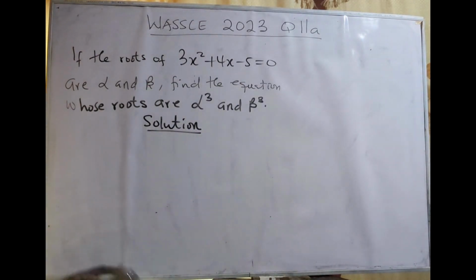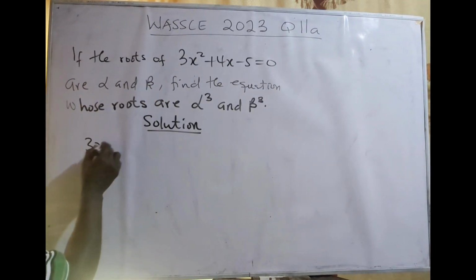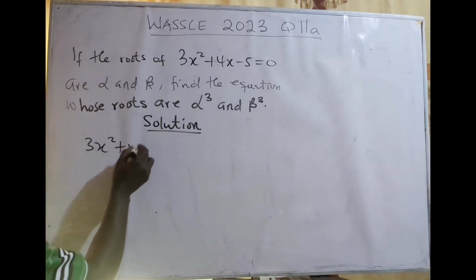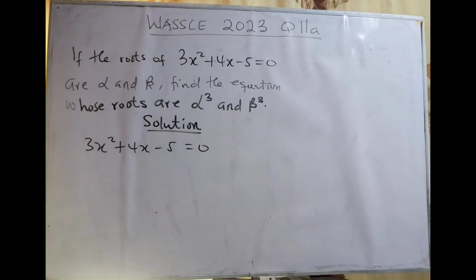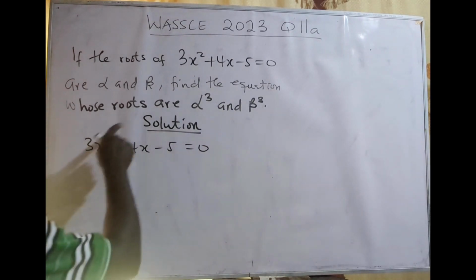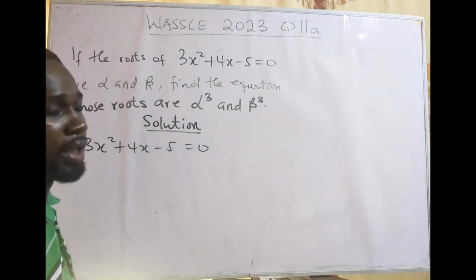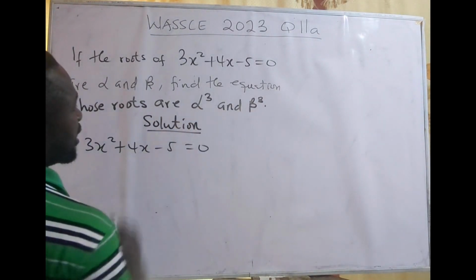And we are given an equation whose roots are alpha and beta. So the equation is 3x squared plus 4x minus 5 equal to 0. So what we are going to do is to find the sum of roots from the alpha and the beta, and then the product. Then after that, what we will do is to find the sum of roots and the product of alpha cube and beta cube, so that we can find the equation.